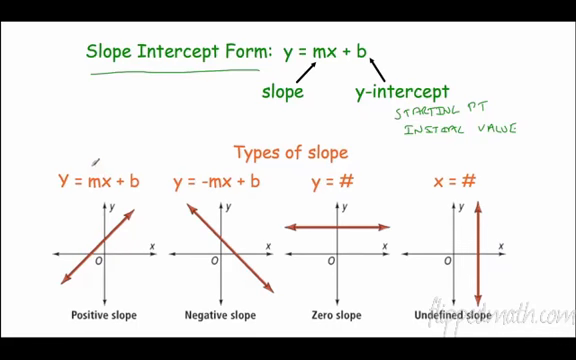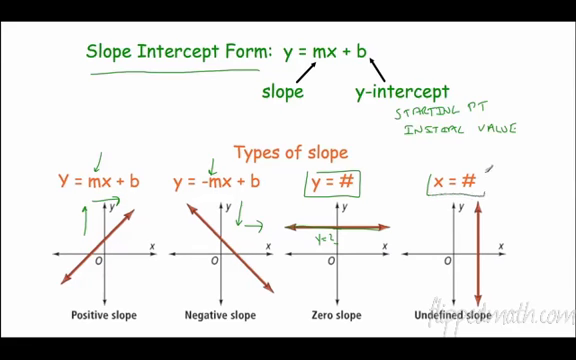If m is positive, the line is always going to go up and to the right. If m is negative, it's a negative slope. That means it's always going to go down and to the right. If we just have the equation y equals a number, no x, in other words, there's no slope. It's a zero slope, and that's going to be a horizontal line going left to right. So if it was y equals 2, this would be y equals 2 here.